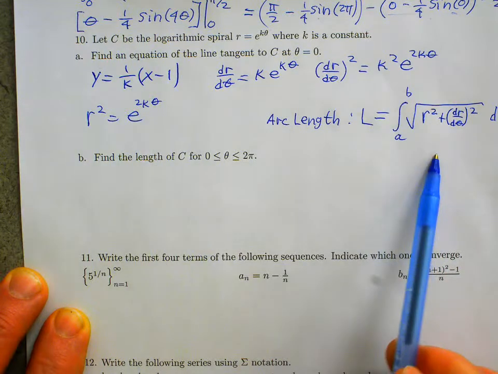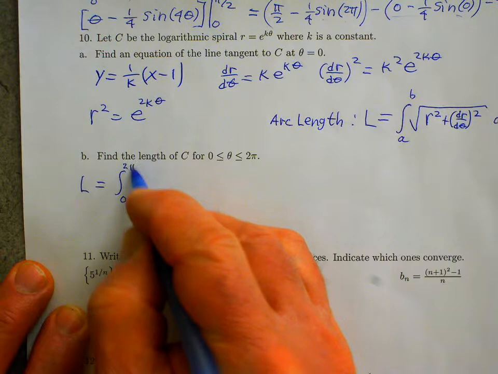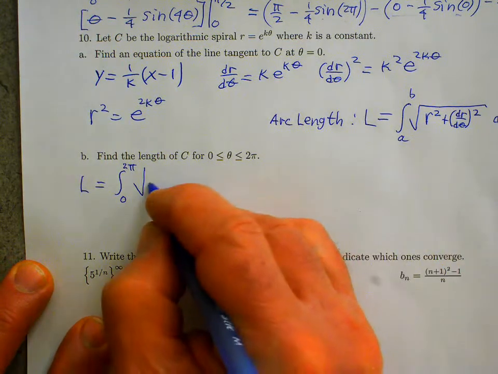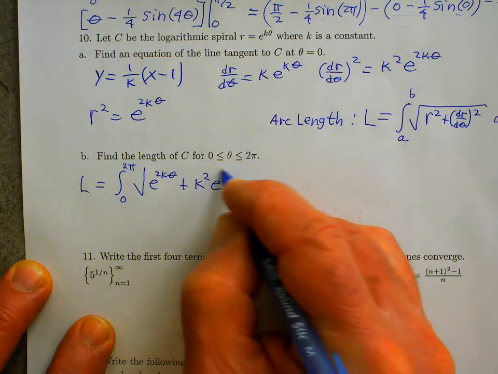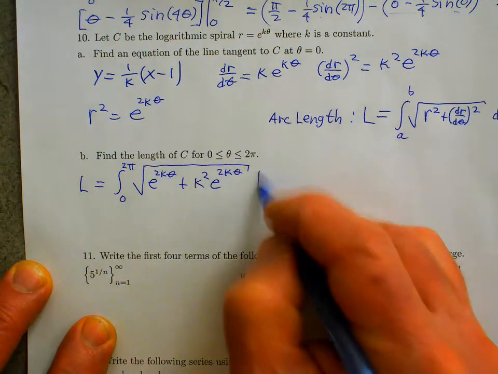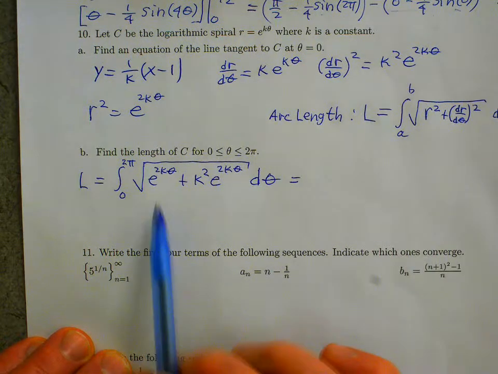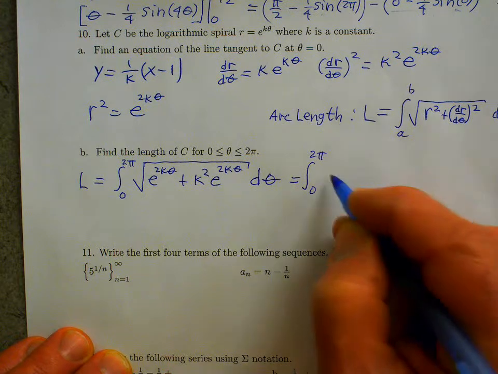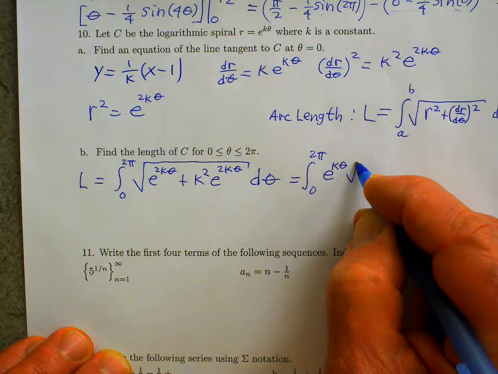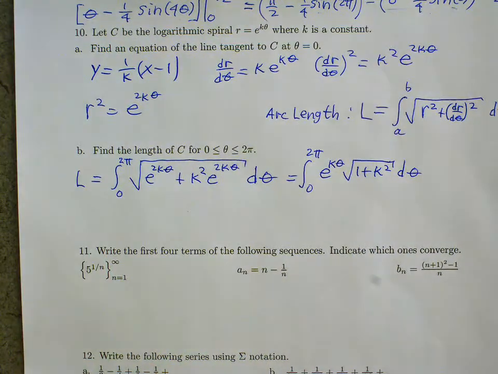So we add those and put them inside the square root, between 0 and 2π. So e^(2kθ) plus k squared times e^(2kθ). Each of the two terms inside the square root has e^(2kθ). So if we factor e^(2kθ) out of each of those and then take the square root of it, we'll just have e^(kθ) outside of the square root. And inside the square root, we have 1 plus k squared. You see that, or you want me to go into more detail on that one?